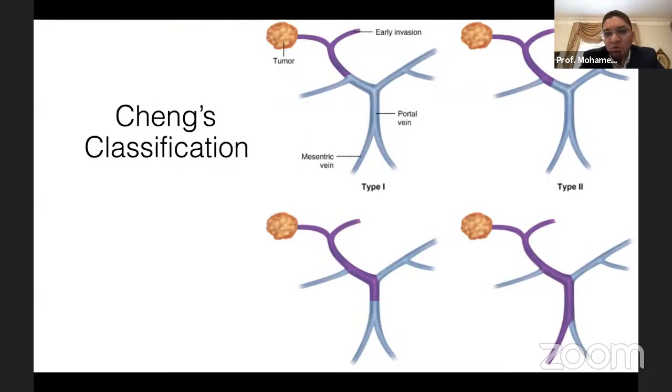Type 0, which is the presence of micrometastasis in the portal vein; type 1, tumor thrombus located in the superior and second order branch of the portal vein; and type 2, tumor thrombus located in either the left or right portal vein. Type 3, extension of the tumor thrombus into the main portal vein. And the last type is type 4, the location of the thrombus in the superior mesenteric vein.